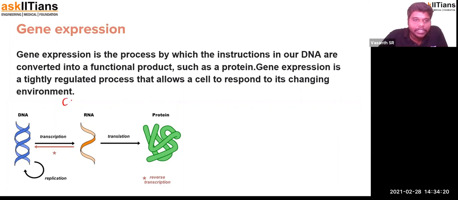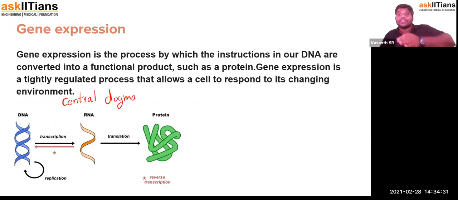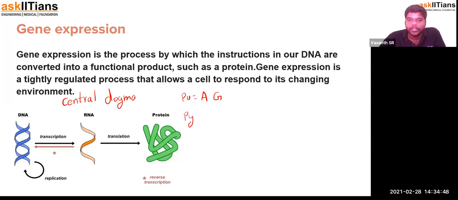We call that the central dogma. Central dogma is a principle in which the DNA gets transcribed to RNA. Why is it called transcription? I'll tell you. DNA contains purines and pyrimidines, right? Purines are adenine and guanine. And pyrimidines involve thymine, cytosine, and uracil. So there are three pyrimidines.